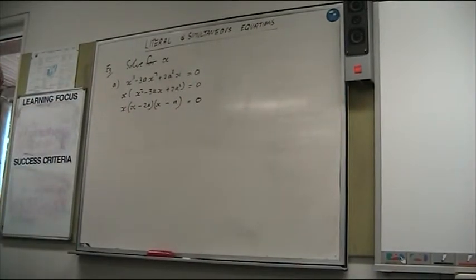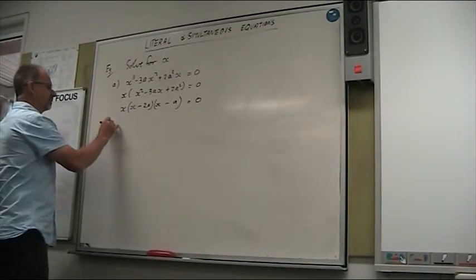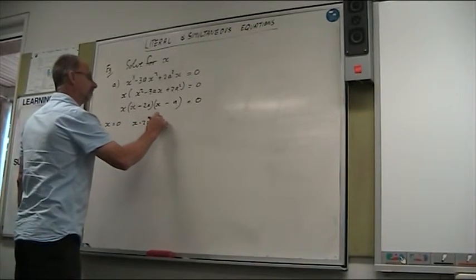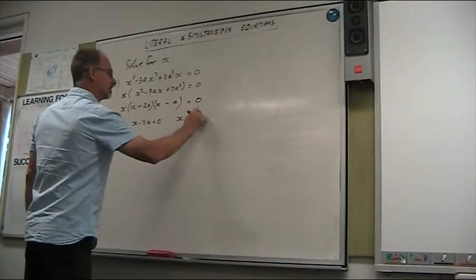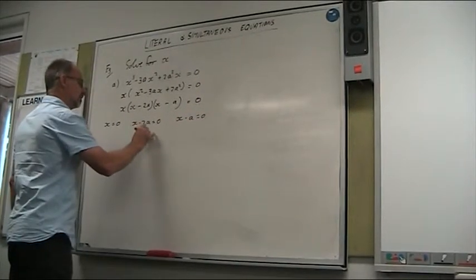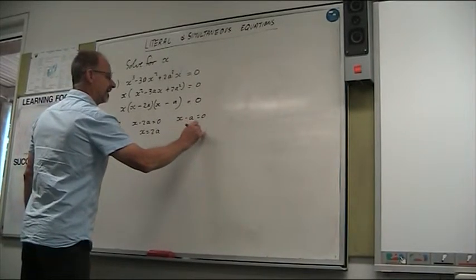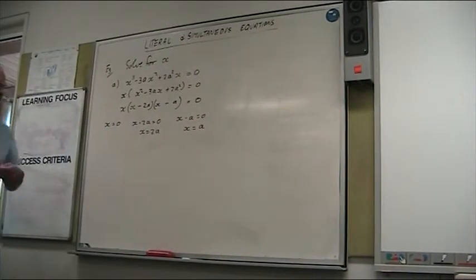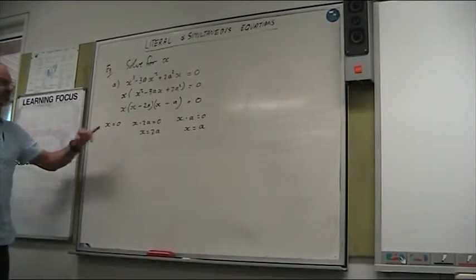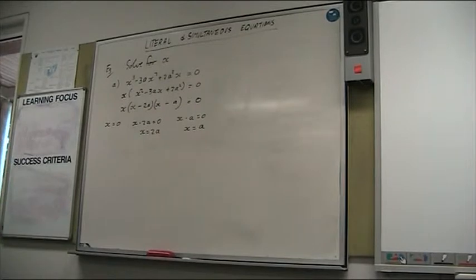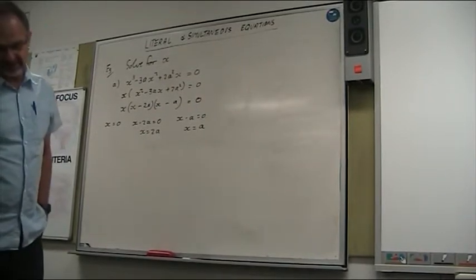Alright, so solutions then, x could be 0, x minus 2a could be 0, or x minus a could be 0. So adding 2a and adding a, they're our 3 solutions. And 2 of the solutions have an a in it. So that's all a literal equation is.